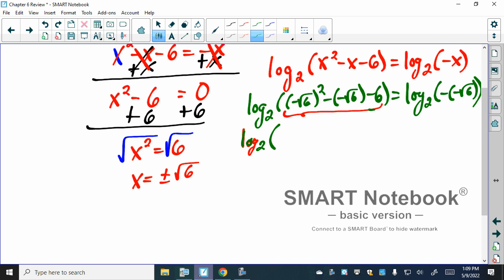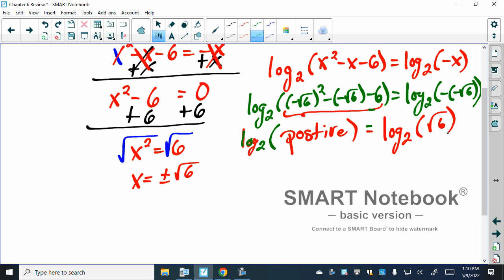So that gives us a positive equals log base 2. Here a negative and negative make a positive, square root of 6. So all you have to do is square root of 6. So it tells us that negative square root of 6 works.